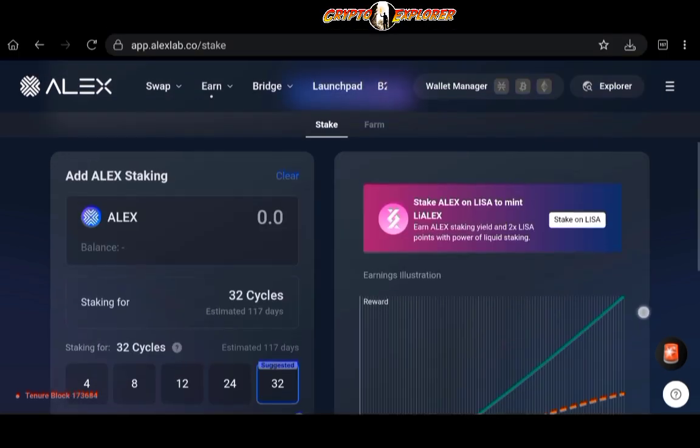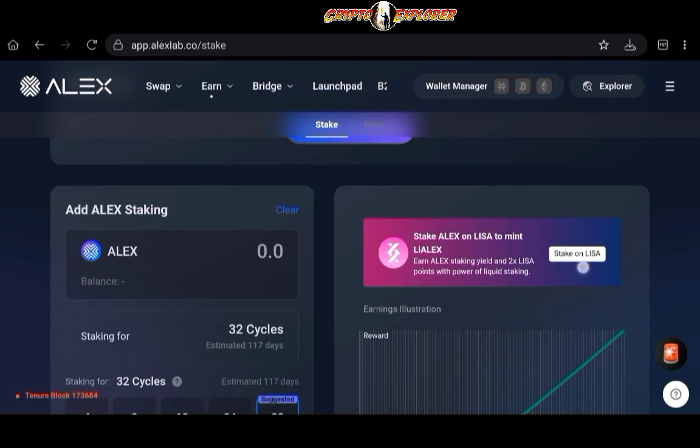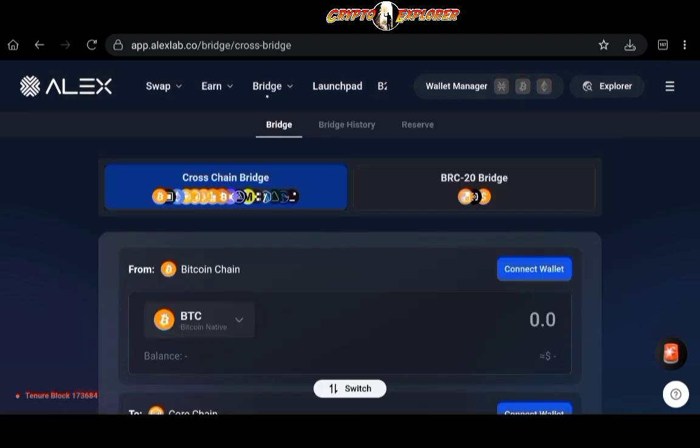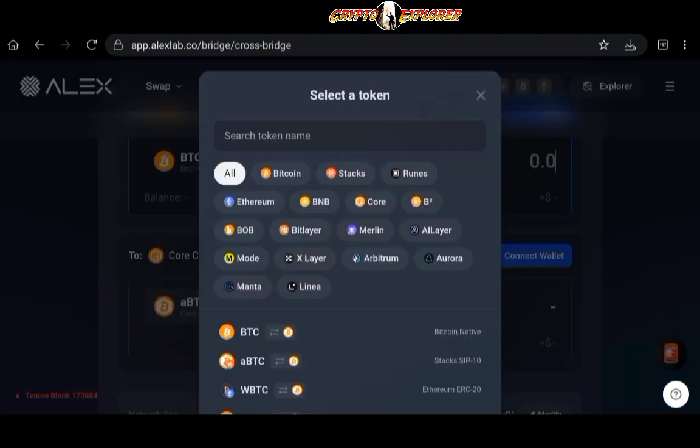Alternatively, you can also, like we saw already before, stake on LISA, keeping your Alex liquid in the shape of LI Alex. And also, like we mentioned, they have their own cross-chain bridge and also BRC20 bridge, and it will allow you to cross-chain your tokens between Ethereum or Ethereum layer 2s, for example, along with many others, such as BNB, a very popular blockchain as well.